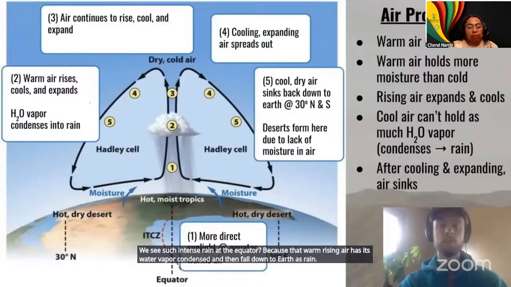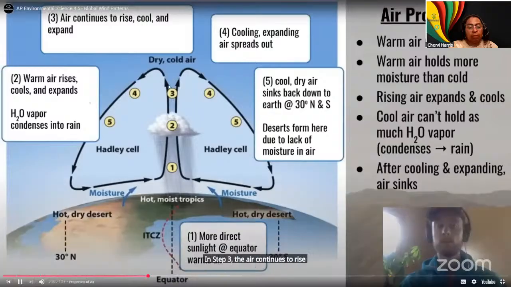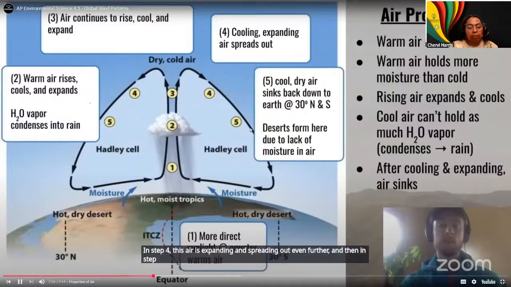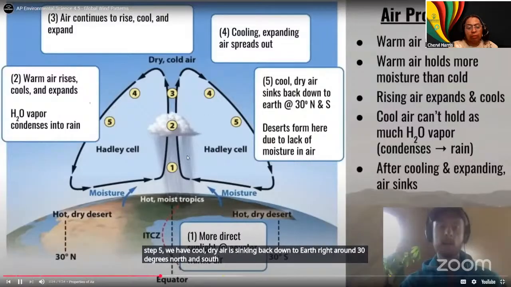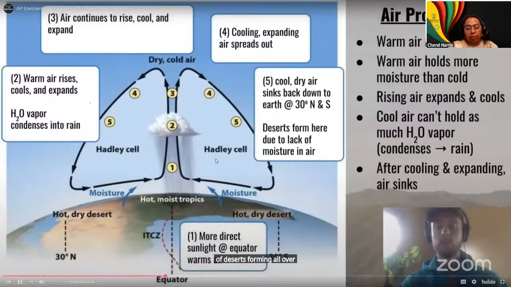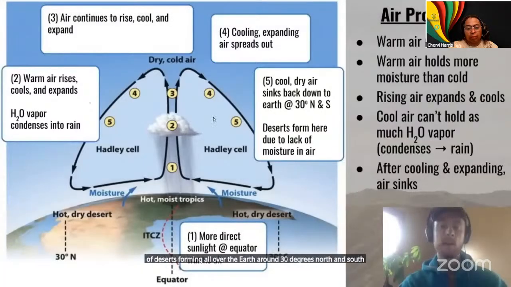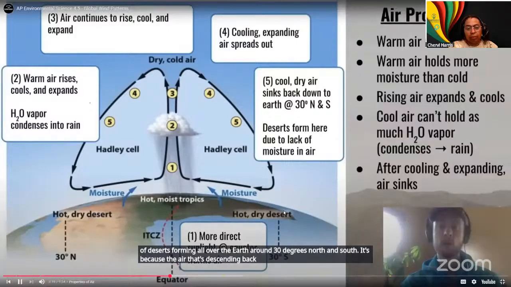In step 3, the air continues to rise, cool, and expand further. In step 4, this air is expanding and spreading out even further. And then in step 5, we have cool, dry air sinking back down to earth right around 30 degrees north and south. And as we can see in the diagram, this is going to explain why we see this predictable pattern of deserts forming all over the earth around 30 degrees north and south. It's because the air that's descending back down to earth here is incredibly dry, so we get deserts.